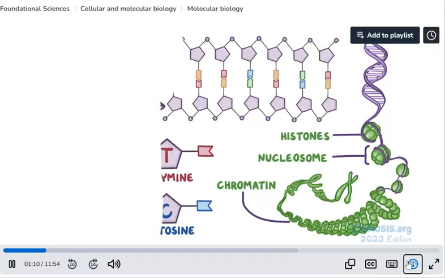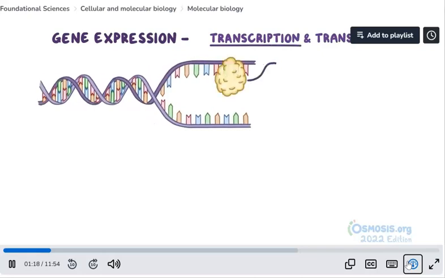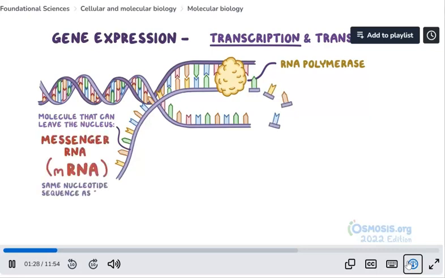The process of decoding the information stored in the DNA is called gene expression, and it includes transcription and translation. Transcription is where the enzyme RNA polymerase uses the gene as a template to create a molecule that can leave the nucleus. This molecule is called messenger RNA, or mRNA, and it has the same nucleotide sequence as the gene, with one tweak. It has uracil nucleotides, or U, instead of thymine.